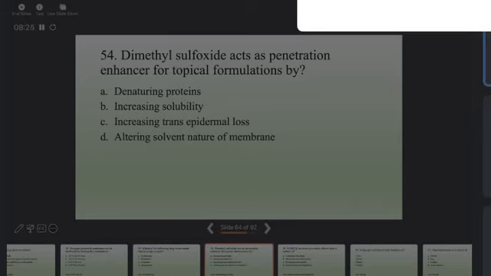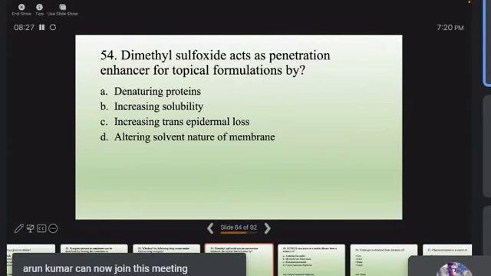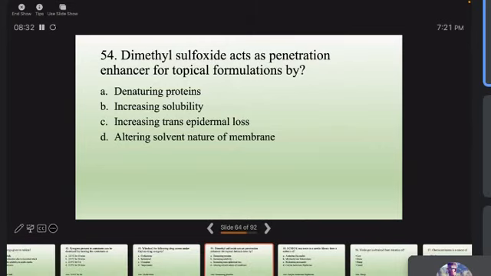Increasing solubility. Not exactly. Can you think of something a little more logical? We have our skin. What is the most important layer of the skin? Epidermis. What does the epidermis consist of?